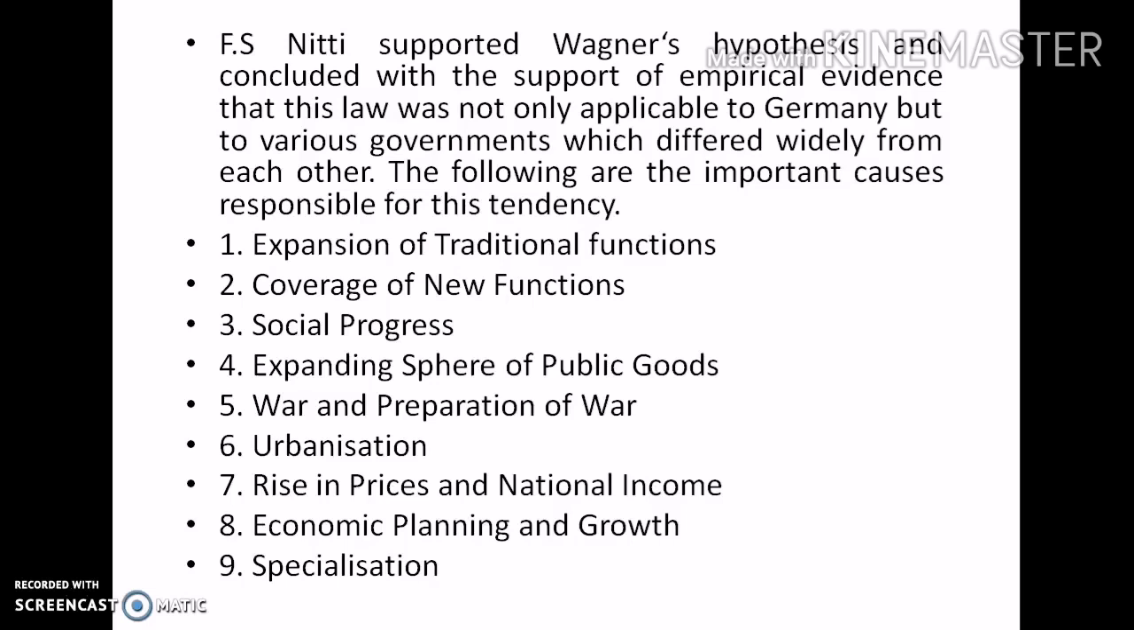War and preparation of war is also another cause for the increased state activity and need for urbanization, modernization, rise in price and its controlling process, then increase the national income, activities related to enhanced planning and growth activity, then specialization in various production activity. All these causes increased state activity.